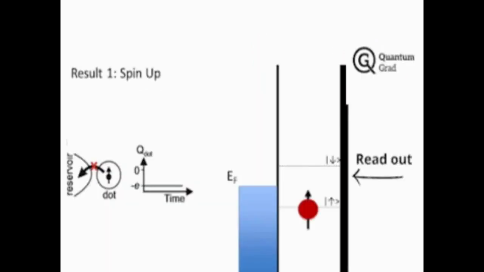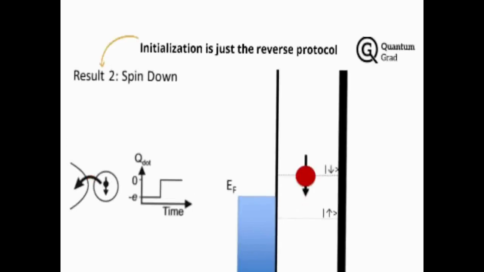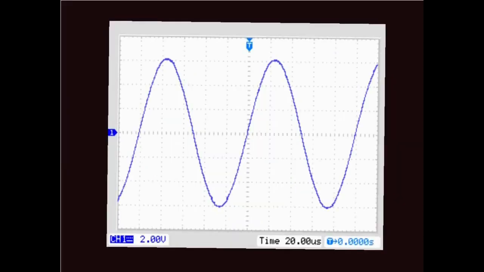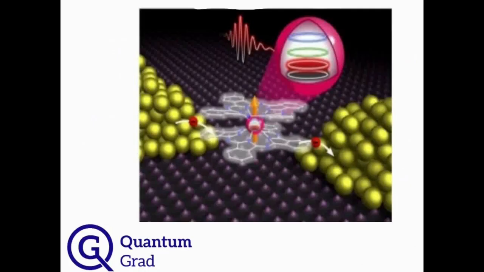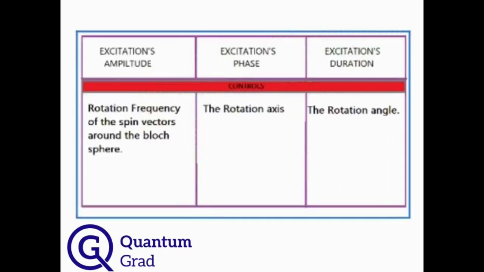Now that we know how to perform the readout and how to initialize our qubits, let us learn about control and operations on the spin qubits. We control our spin qubits using two things: magnetic fields and electrical excitations. Both of these are used at radio and microwave frequencies. This table describes the effect of the various properties of the frequencies on the qubit.